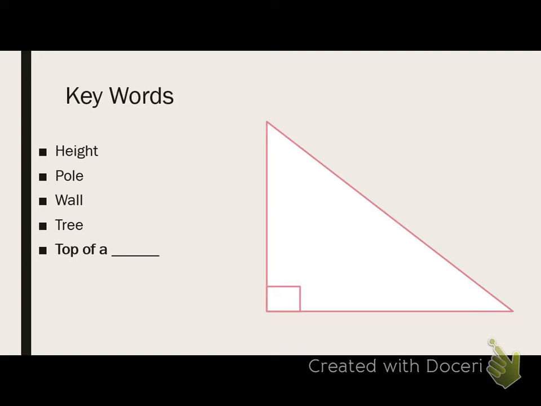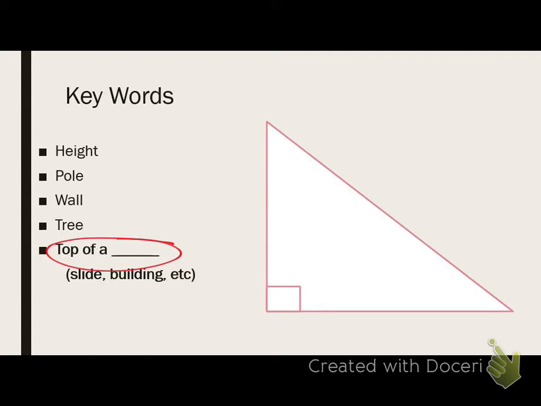And then the top of a blank. This is actually the hardest one for most people. It'll say the top of a slide, the top of a building, the top of a tree, the top of a balcony, something to that effect. Because when we're talking about the top of something, that's actually referencing height.